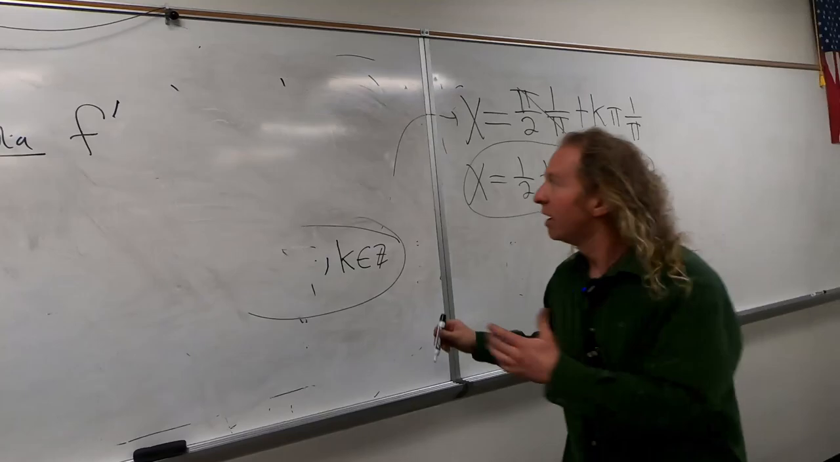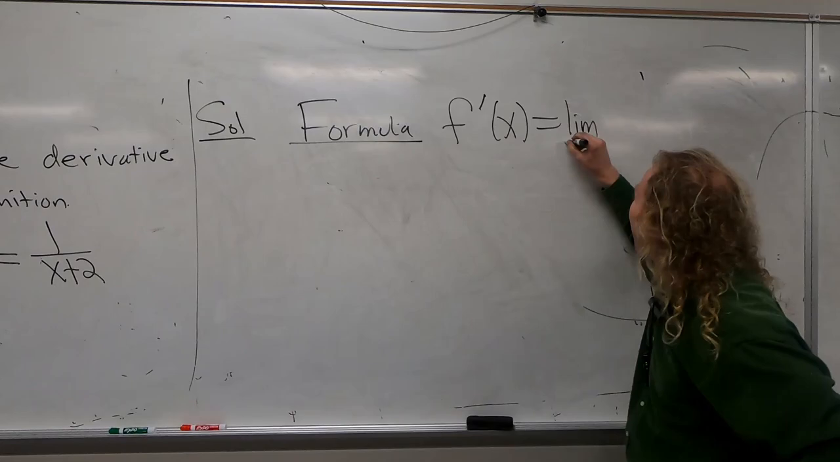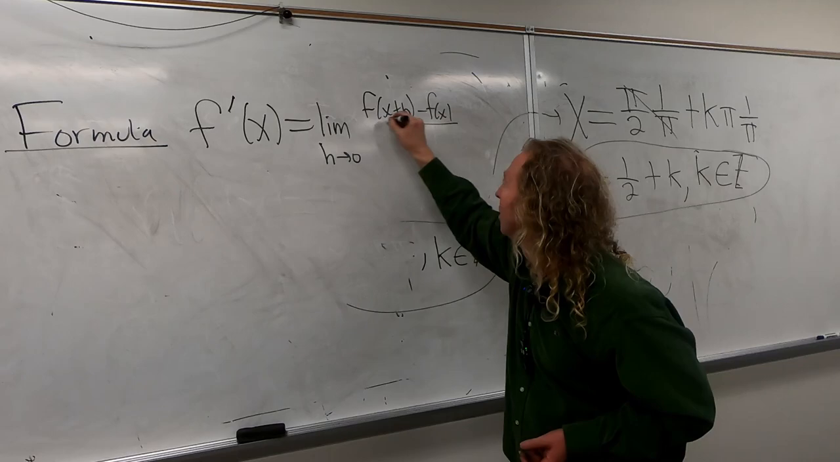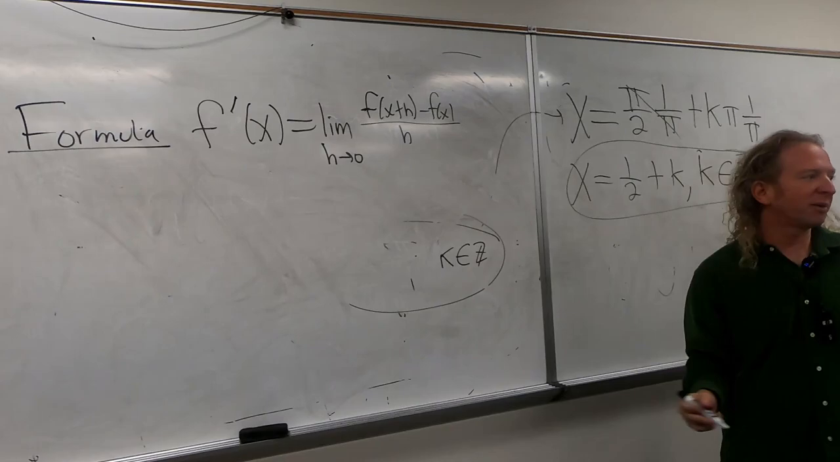F prime of x is equal to the limit as h approaches 0 of what's called the difference quotient, which you study briefly in college algebra. In college algebra, they make you compute this, like on a test, and you work it out. In this class, we do the same thing, except at the end of the problem, we just plug in 0 for h. So this is the formula for the derivative, right?